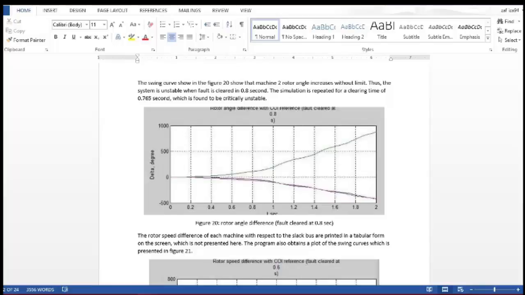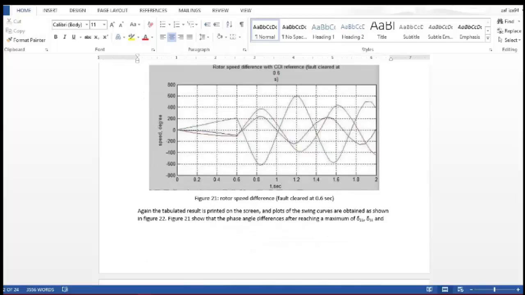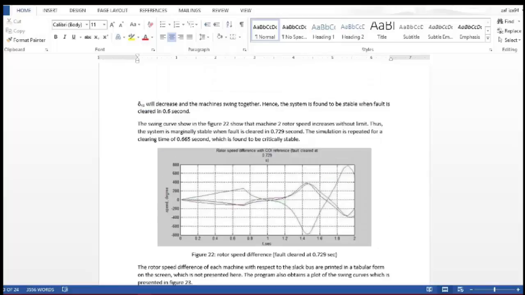And then the rotor speed difference is cleared at 0.6 seconds. The system is found stable when the fault is cleared in 0.6 seconds, as we can see in figure 21. Then the swing curve shown in figure 22 shows that the machine 2 rotor speed increases without limit. Thus the system is marginally stable, but when the fault is cleared at 0.729 seconds, the simulation is repeated for a clearing time of 0.665 seconds, which is found to be critically stable.